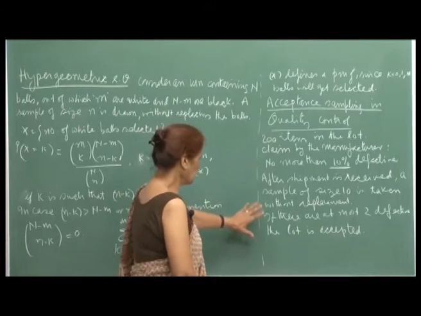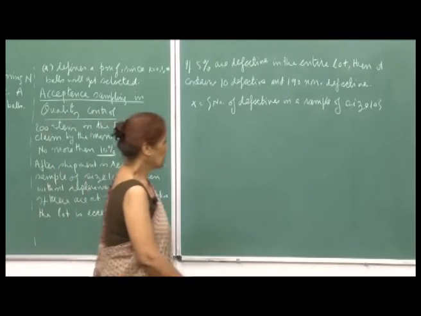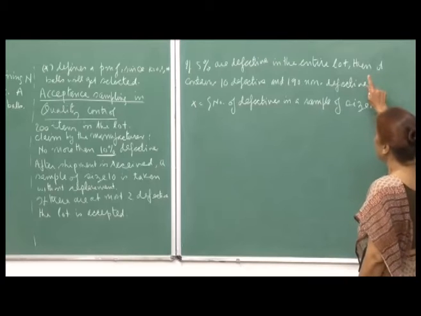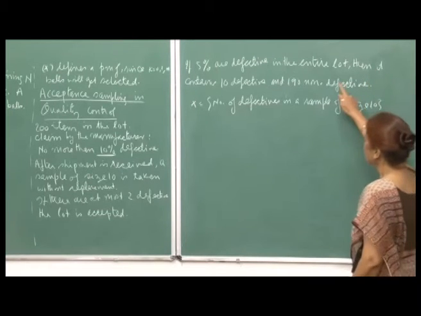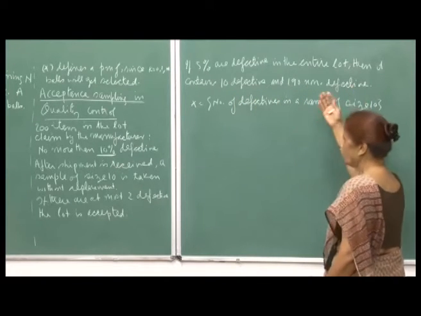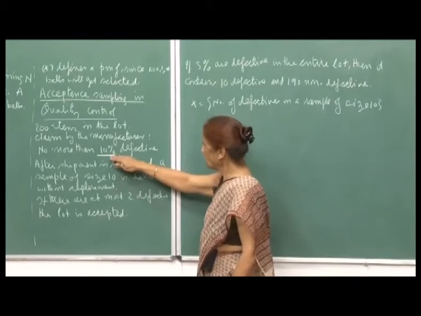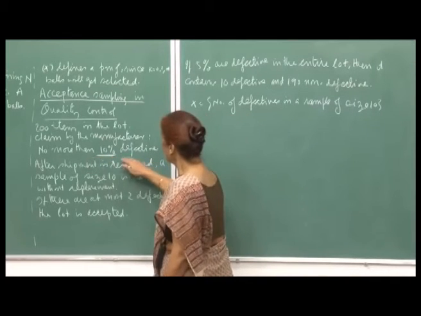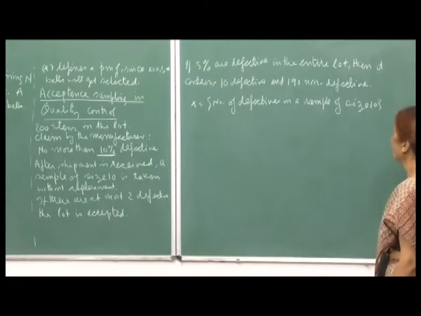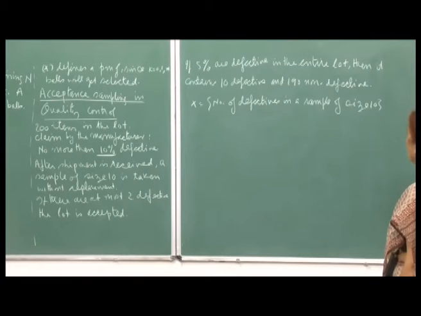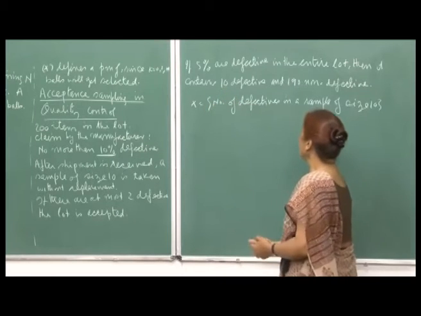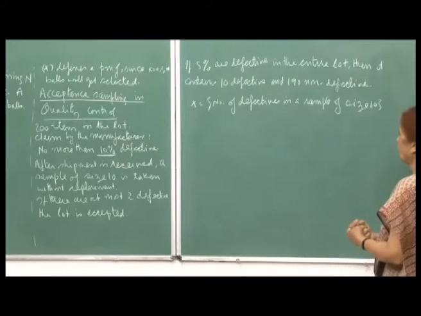So let me just show you a simple computational exercise here. For example, if 5% are defective in the entire lot, then it contains 10 defective and 190 non-defective. Here the claim by the manufacturer is that no more than 10% are defective. So, let me consider the case when 5% are defective in the entire lot. Then it contains 10 defective and 190 non-defective, because 5% of 200 is 10.